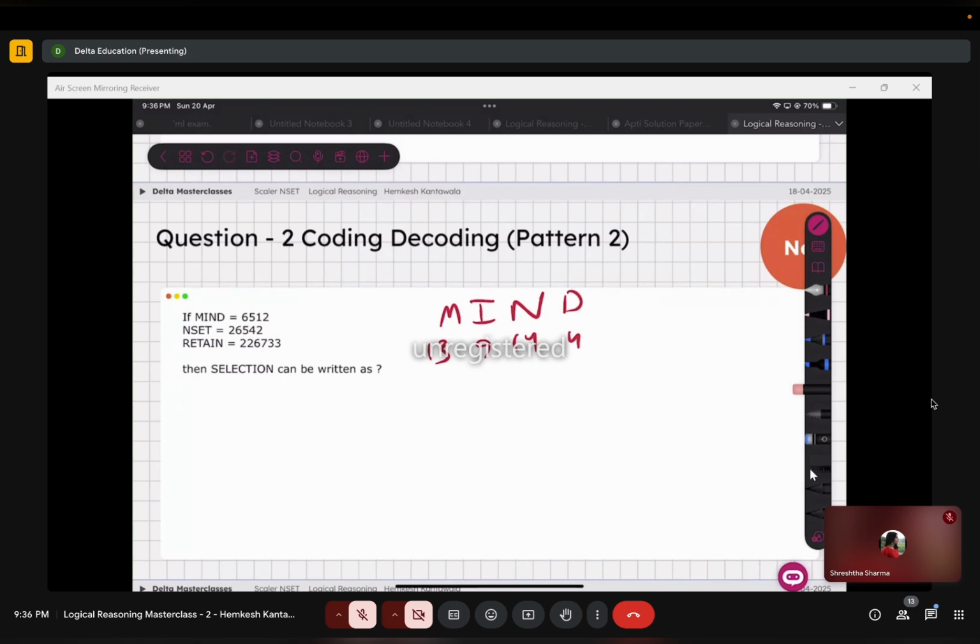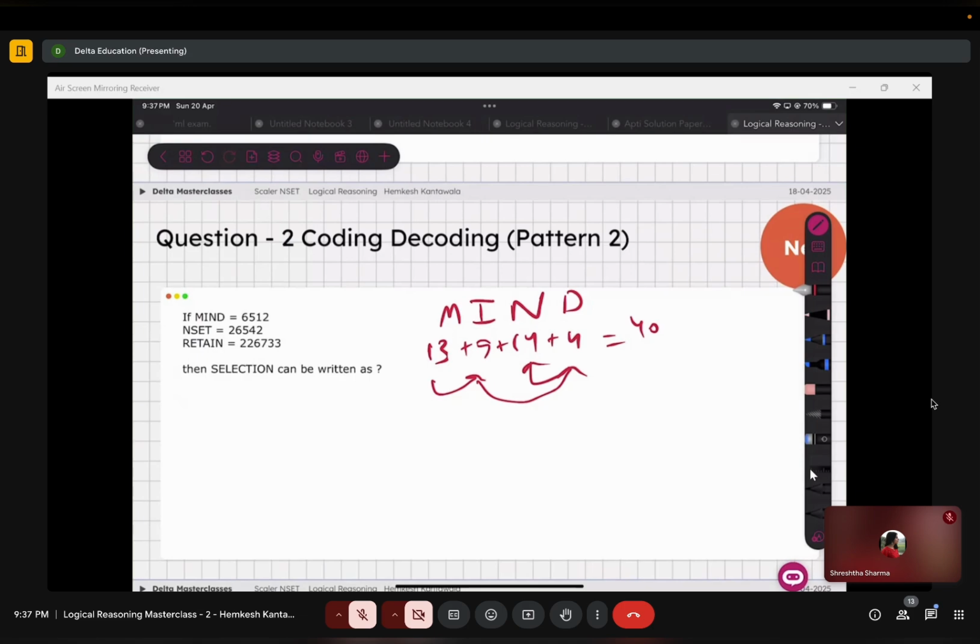Other than that, what could be the thing? Let's see. Some addition, subtraction, multiplication would only be there. If we add the numbers, we find that we get 13 plus 9 is 22 plus 4, 26 plus 14 gives us 40. Sum is 40, but here it is 6512. I'm not getting anything.